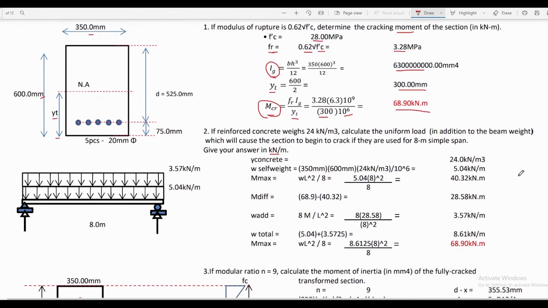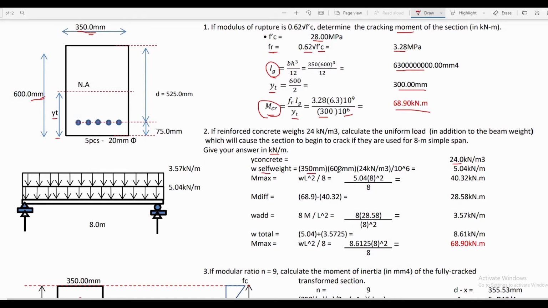So the unit weight of concrete is given in the problem, that is equal to 24 kilonewton per cubic meter. We try to calculate the self-weight of the beam, that is just equal to the cross-sectional area 350 multiplied by 600. Then we will multiply it by the unit weight. We can obtain the weight of the beam in kilonewton per every 1 meter length.